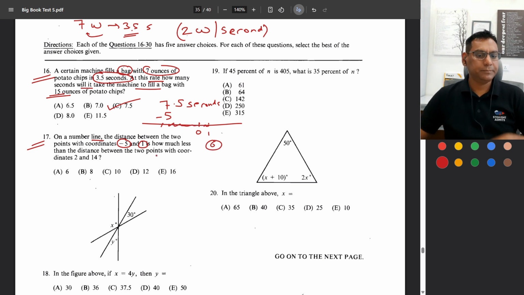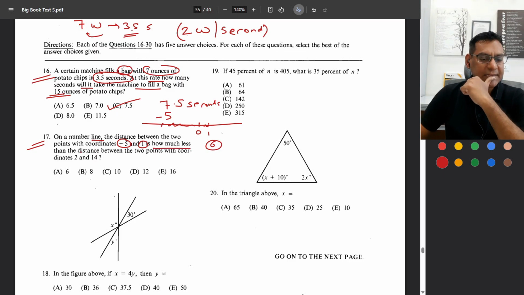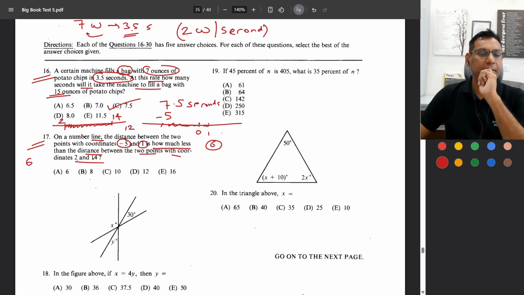6 units is how much less than the distance between 2 points with coordinates 2 and 14. So how do we compare 2 and 14? This is 2 and this is 14. What is the distance here? This distance is going to be 12 units. Correct? 14 minus 2 is 12.